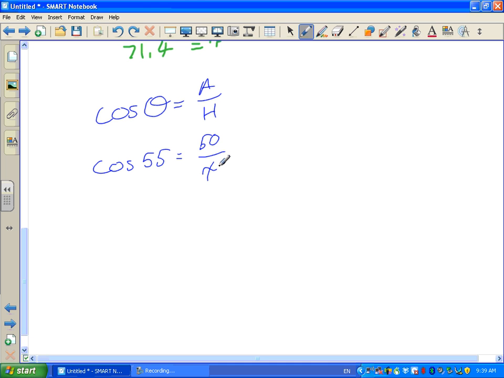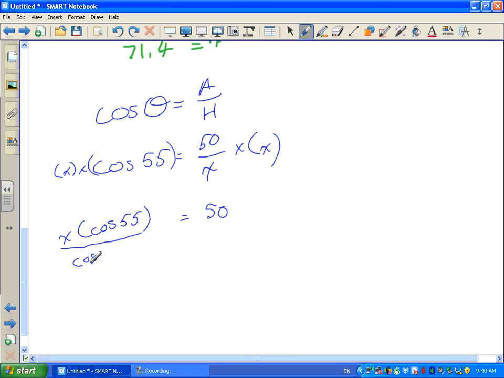So, in this question, again, I got to get my x by itself. This one's a little more difficult, guys. So, I need to move the x to the other side because I don't want it to be on a fraction. So I'm going to multiply both sides by x, which is going to be 50 is equal to x times cos 55. And now I still need to get x by itself. So I'm going to divide this side by cos 55, and I'm going to divide this side by cos 55.